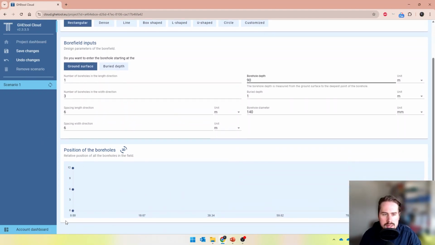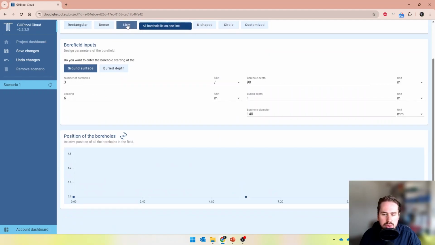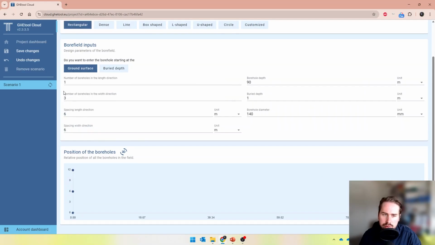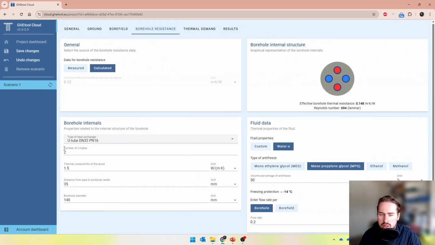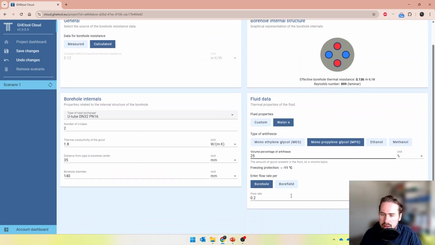Now, please note we said it's a rectangular field, but of course you can also enter it as a line. It's the same for 1 by 3. For resistance, we used a double DN32 with a thermal conductivity of 1.8, and for our fluid it was 25% of monopropylene glycol with a flow rate of 0.7 liters per second for the entire bore field.